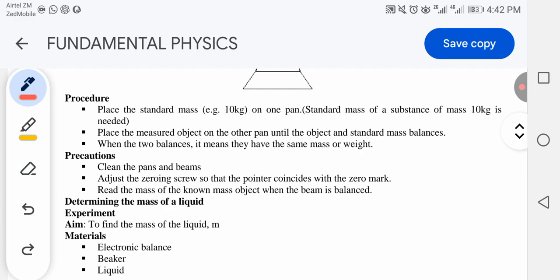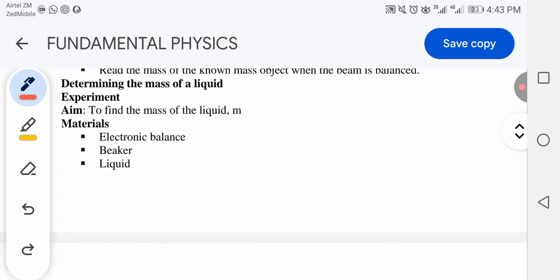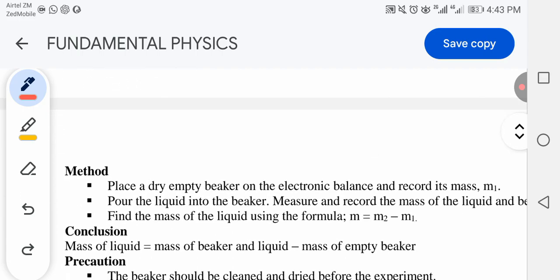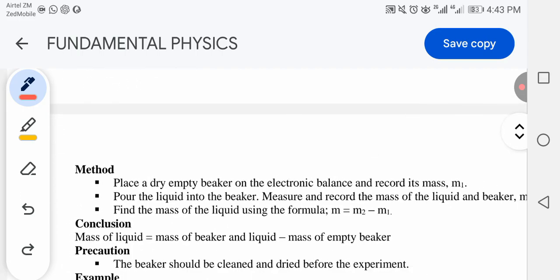You can do an experiment to determine the mass of a liquid. The aim of the experiment is to find the mass of the liquid, represented by m. The materials you need are the electronic beam balance, a beaker, and the liquid. The method: firstly, place a dry empty beaker on the electronic beam balance and record its mass. Then pour the liquid into the beaker, and measure and record the mass of the liquid and the beaker. Then find the difference between the mass of the empty beaker and the mass when the beaker contained the liquid. You subtract, and that's the actual mass of the liquid.